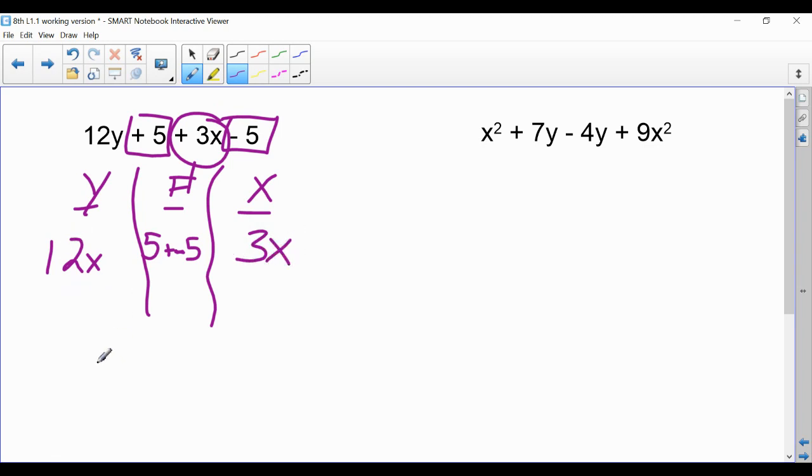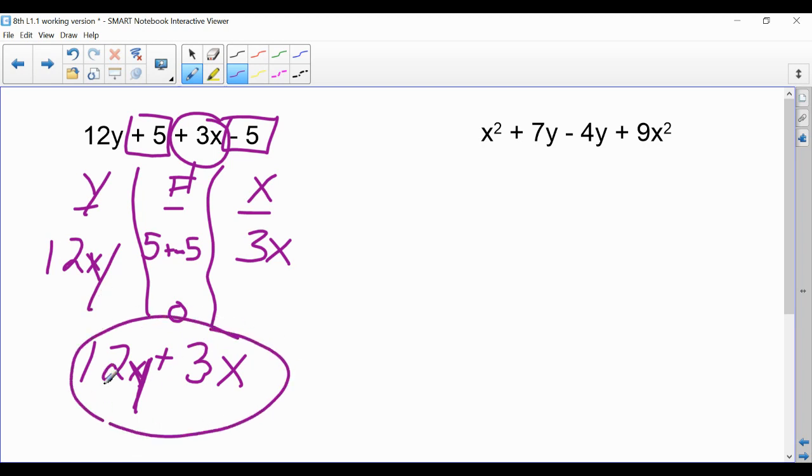So 12y can just come down. 5 plus negative 5. Oh, they cancel each other out. So that's actually 0. So nothing comes down from there. And then we bring down the 3x. I'm just used to writing x's. So our final answer is 12y plus 3x.